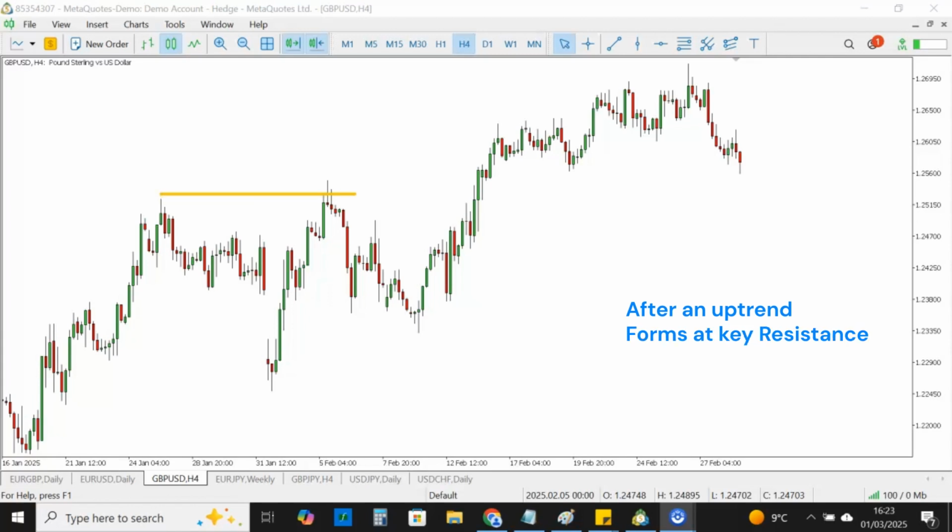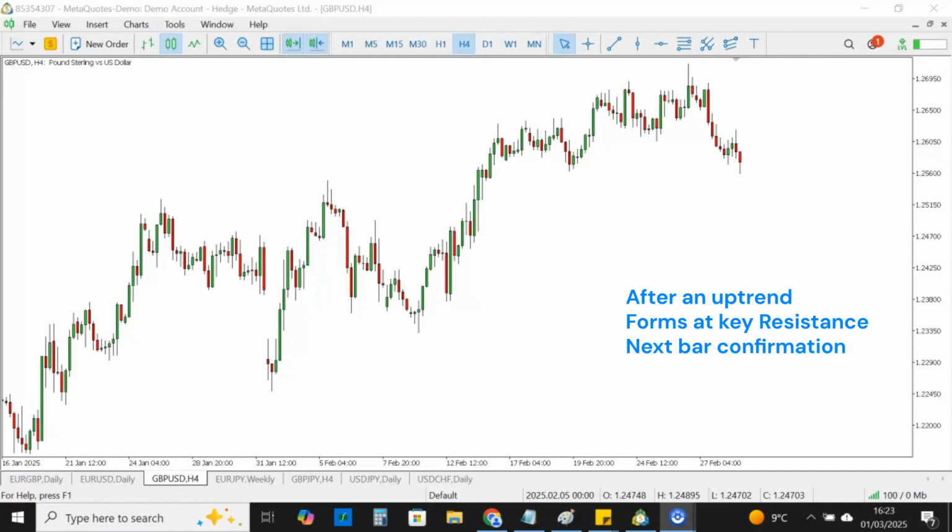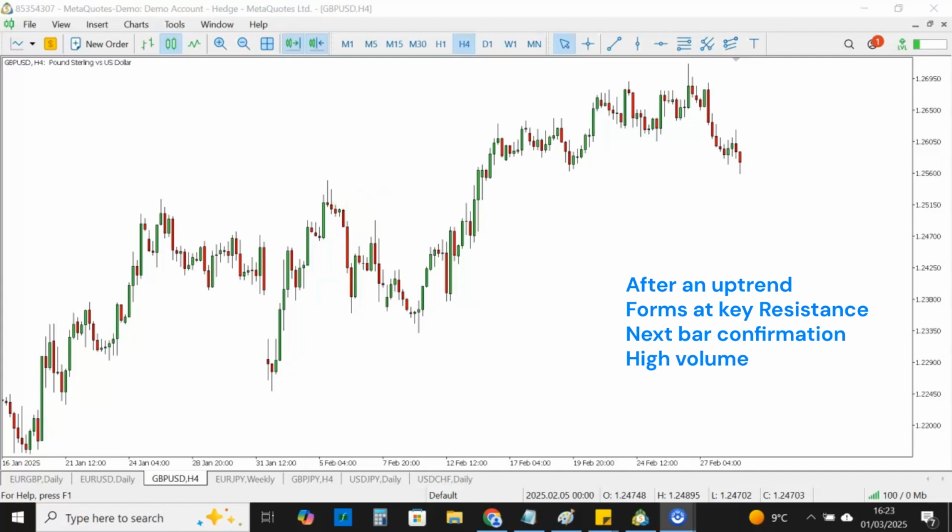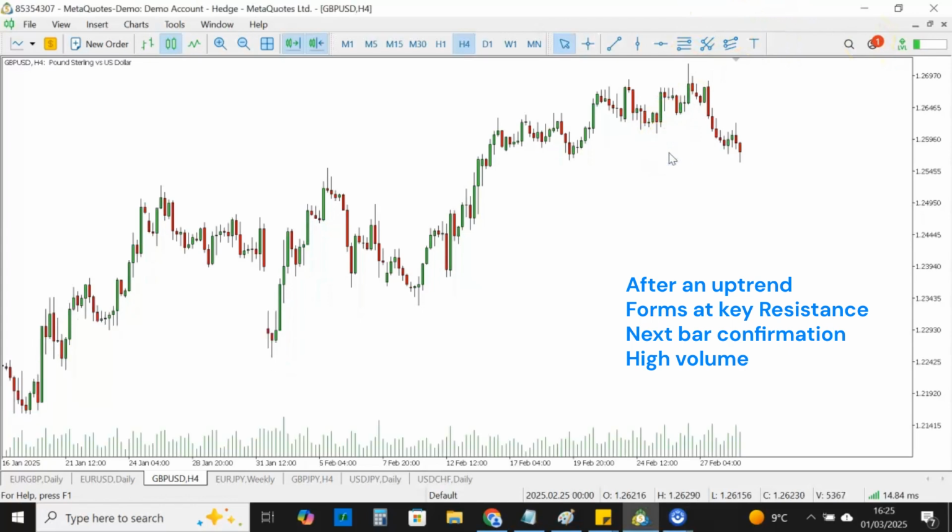Second one is it forms at a key resistance level. For me, that's the best one. If the pattern forms at a known resistance zone, a previous high, a Fibonacci level, it strengthens the case for a potential reversal. Third, it should have confirmation from the next candle. So a bearish candle following the Gravestone Doji, especially one that closes below its low, that can confirm the sellers have taken control. And if you trade volume, the fourth way would be volume should support the reversal. So if there's high volume on a Gravestone Doji or the confirmation candle, then that suggests strong selling pressure.